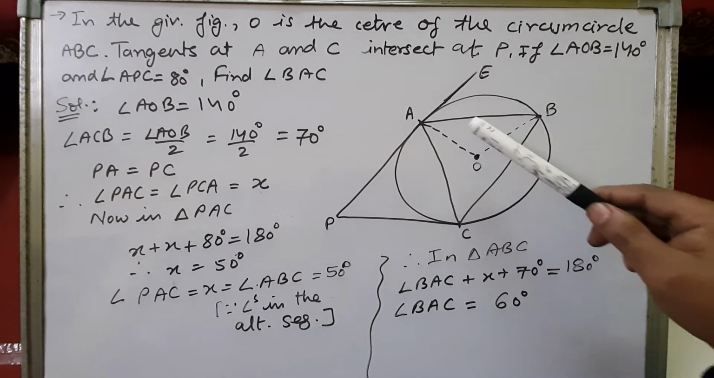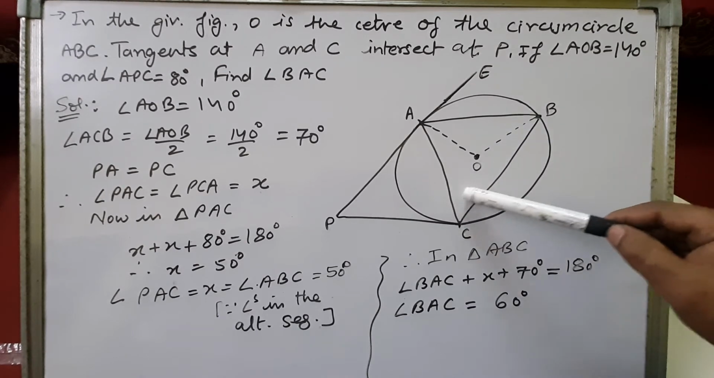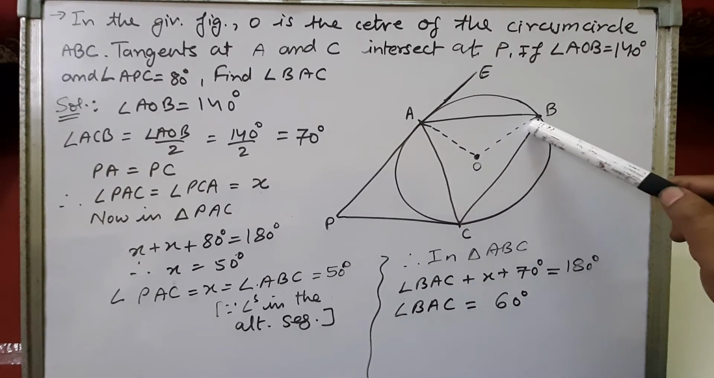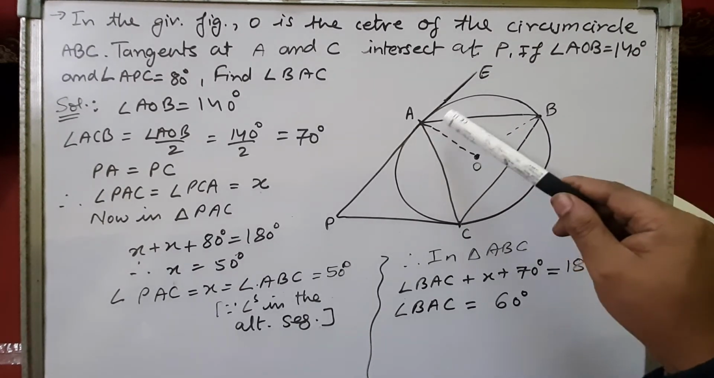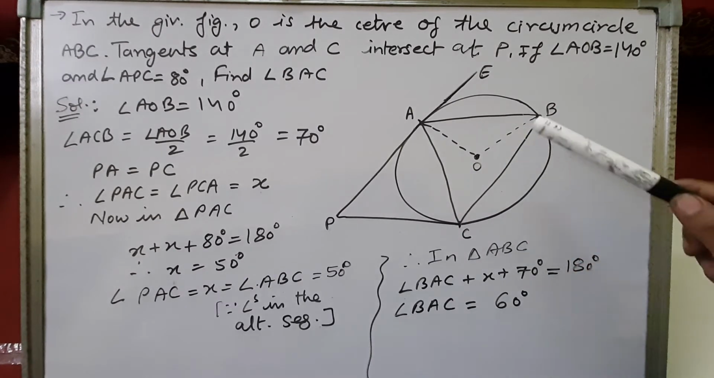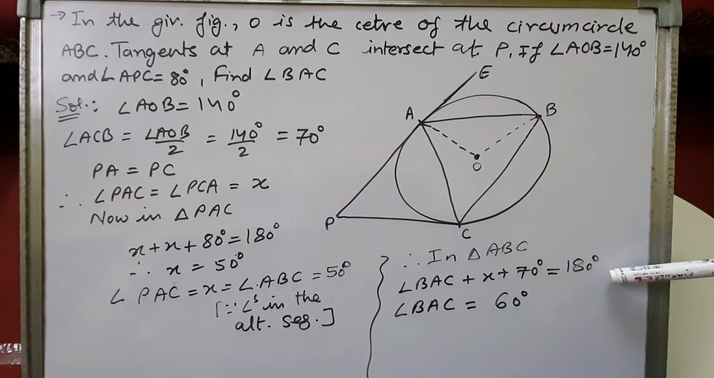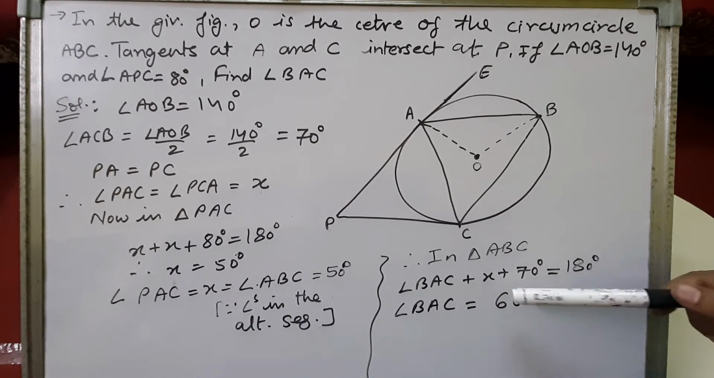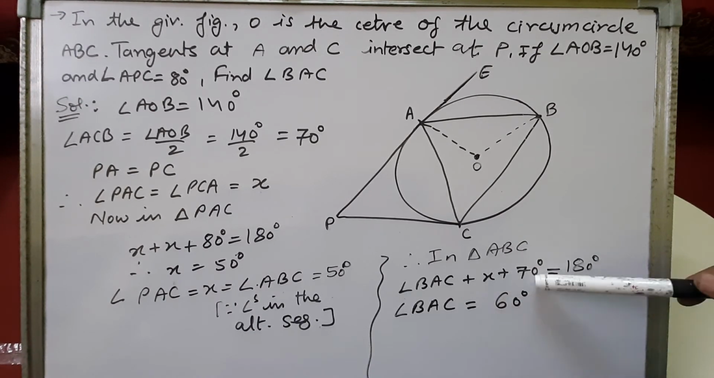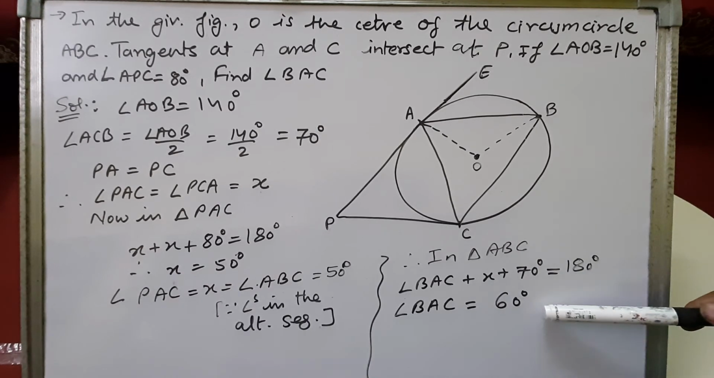Now this angle is 70, this angle we have calculated as 50 degrees, and this angle we have to calculate. If we sum up the angles of triangle ABC, we get angle BAC plus x plus 70 equals 180. The value of x is 50, so it will become 120. Transfer that side. 180 minus 120 is 60 degrees. So the value of BAC is 60 degrees. Please note down the solution.